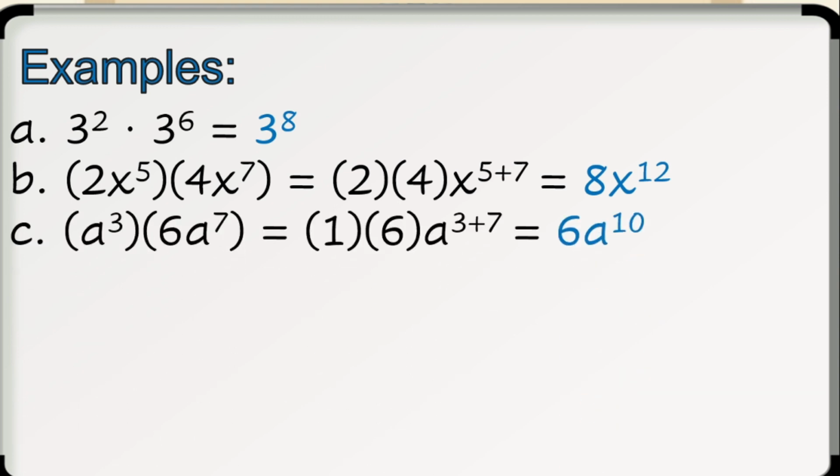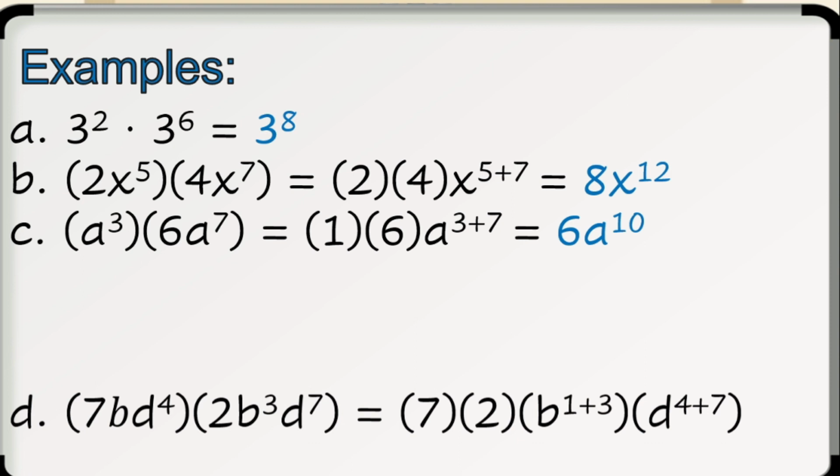Letter C. The quantity of a raised to 3 times the quantity of 6a raised to 7. First, we will multiply the numerical coefficients, which are 1 for the first quantity and 6 for the second quantity. And then, we will copy the common base, which is a, and then add their exponents, which are 3 and 7. Therefore, our answer is 6a raised to positive 10.